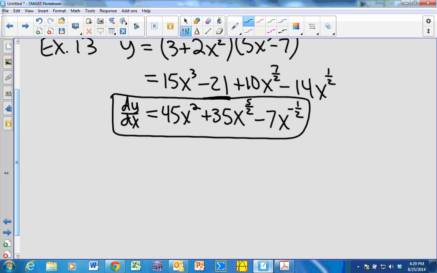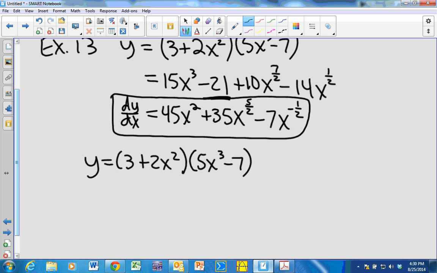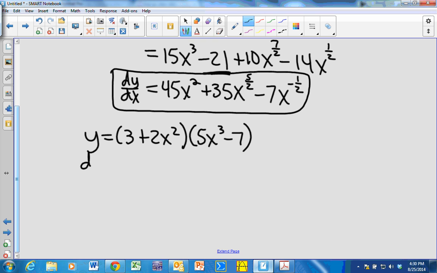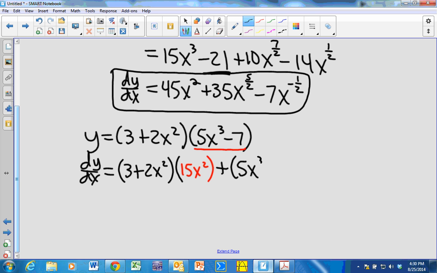And now we're going to use the product rule and do the same thing. So let me rewrite y again and use the product rule and see if we get the same answer. So now the rule says take the first function, 3 plus 2x squared, times the derivative of the second. Well, this is the second function. Its derivative is 15x squared, plus the second function, 5x cubed minus 7, times the derivative of the first. Derivative of the first is 4x.